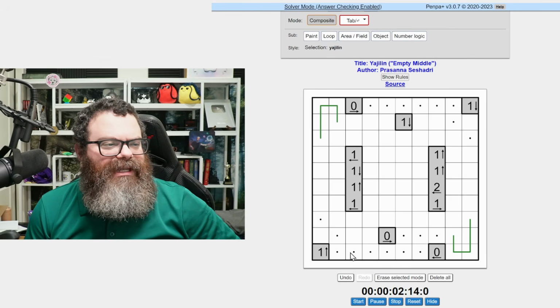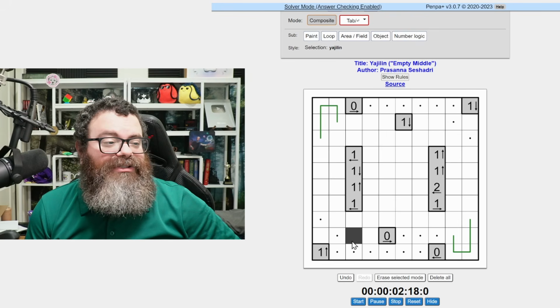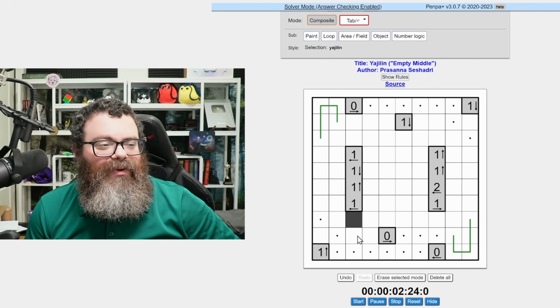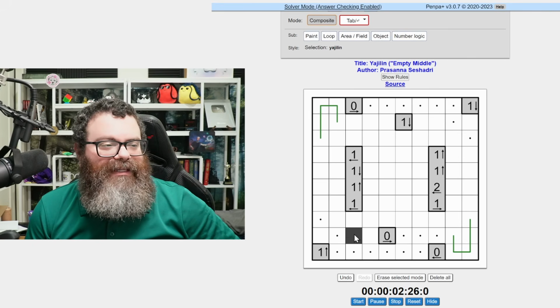Now, do we have anything pointing down into here? Yes, we have a one pointing down into here. So one of these two is shaded. Now, if I did this, then both of these would be on the loop. If I did this, we'd have to go through both tunnels.